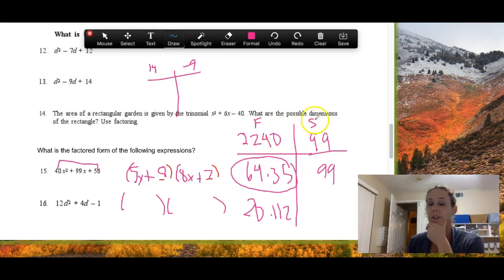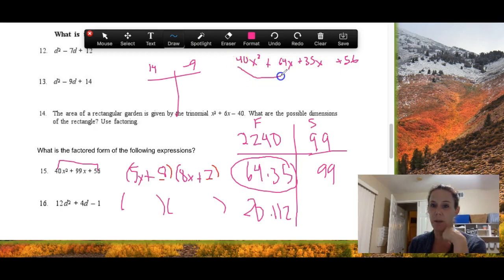And once I figure out the factors that add to be 99, those are my factors that break up my middle term. So this is how the book asks you to do it. So you write this, 40x squared plus, you break up your middle term and you write it as 64x plus 35x. Okay, and then you write your last term, plus 56. So this is the same as this trinomial. I've just broken up 99 into two factors.